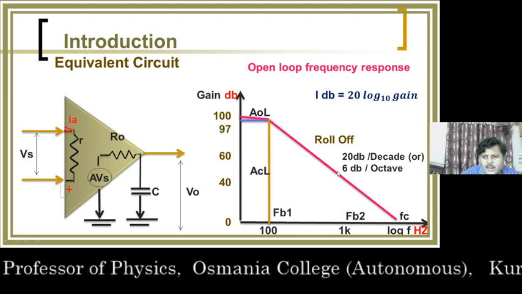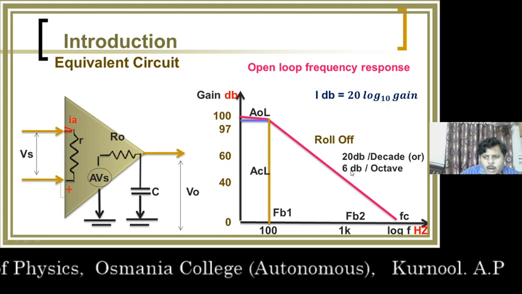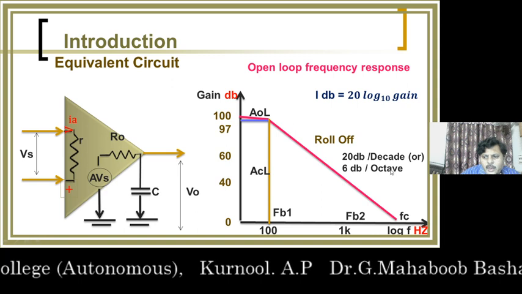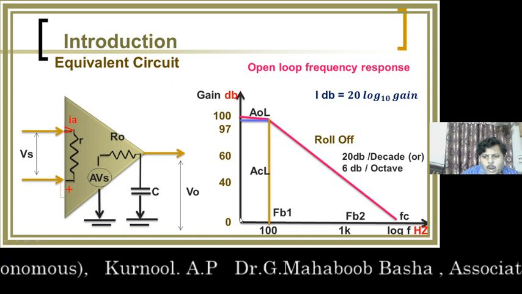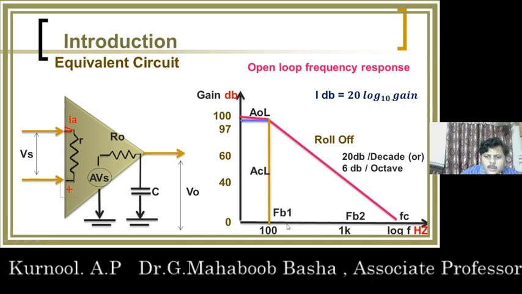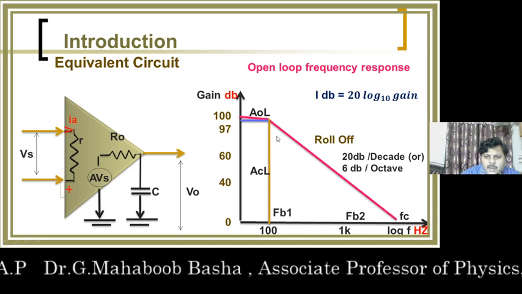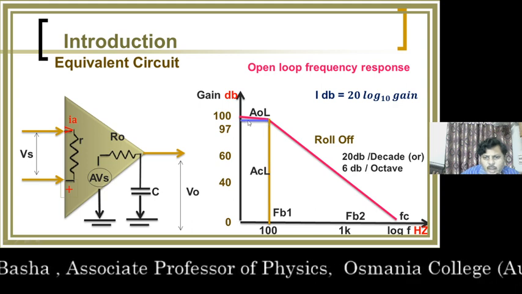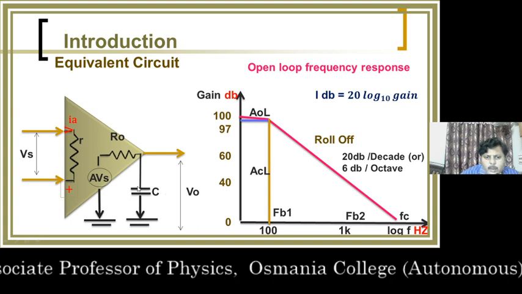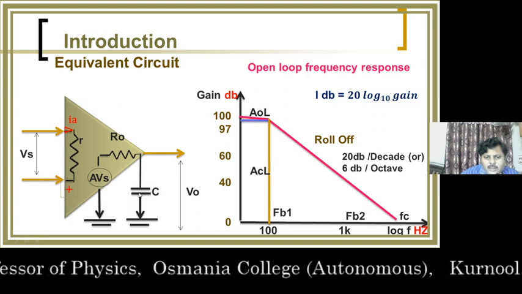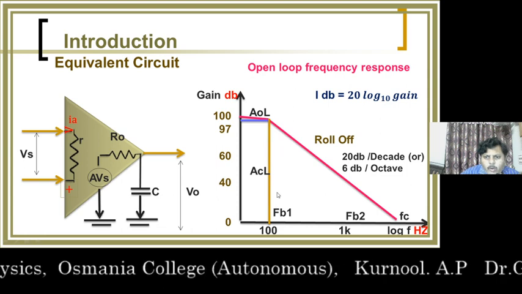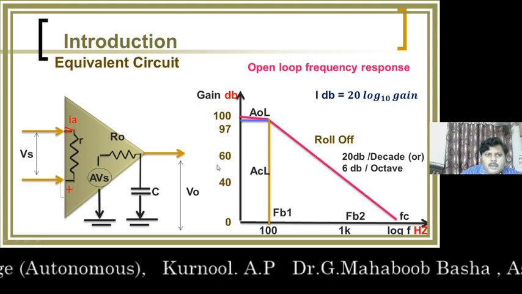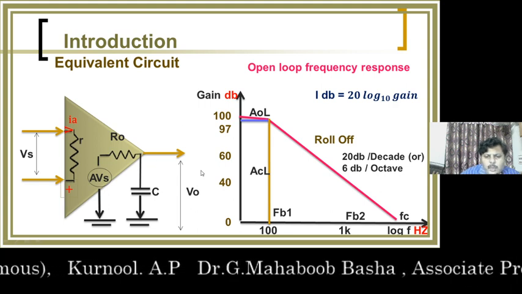The gain decreases at the rate of 20 dB per decade or 6 dB per octave. Decade means if the frequency ratio is 10, it is called a decade. If the frequency ratio is 2, it is called an octave. Now the first break frequency can be defined as the frequency at which the gain decreases 3 dB lower than its maximum value. Here we are taking the open loop frequency response with a single break frequency, for a single stray capacitance. Under this state, the operational amplifier is unstable.